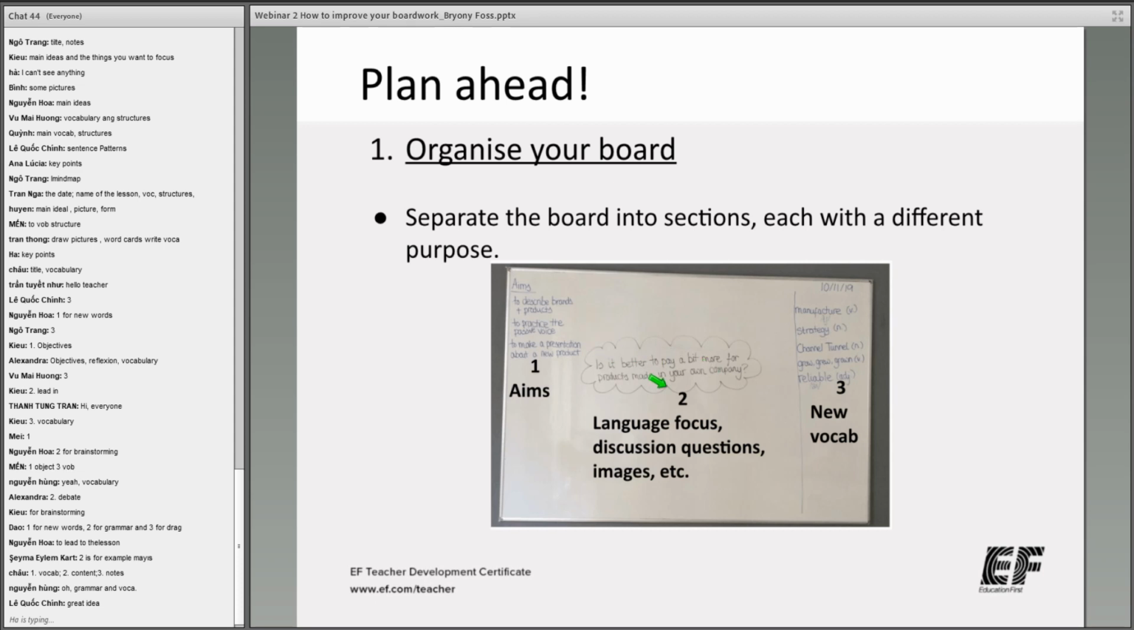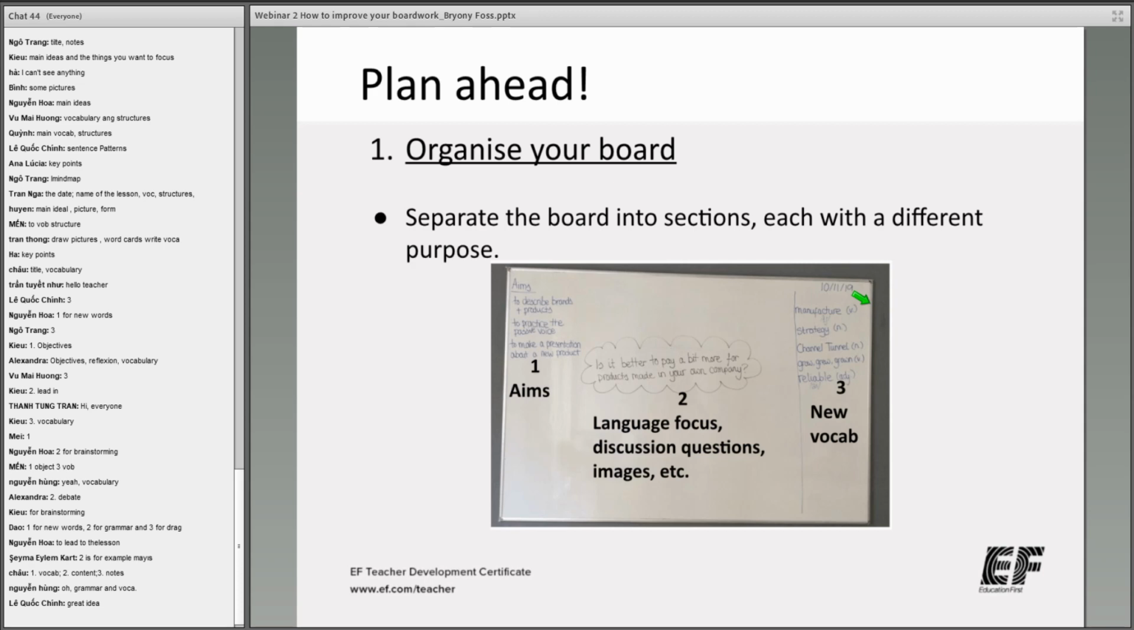An organized board shows your students that you are an organized teacher who plans their classes in detail. This will also help your students be more organized in their notebooks. So it's very important that you as the teacher show the students how they can organize their own workbooks. And that can be done by having an organized system on the board.